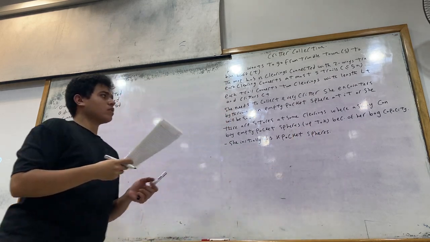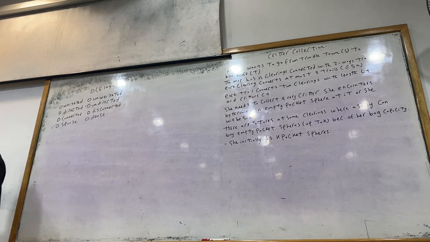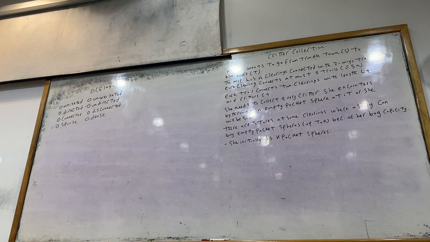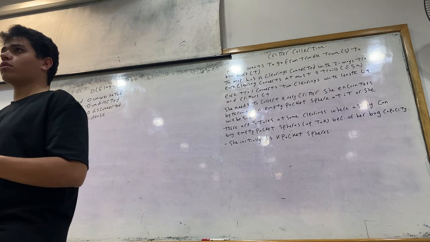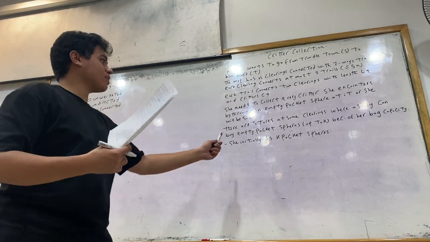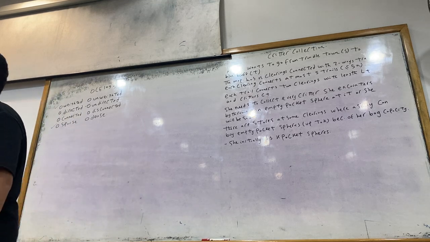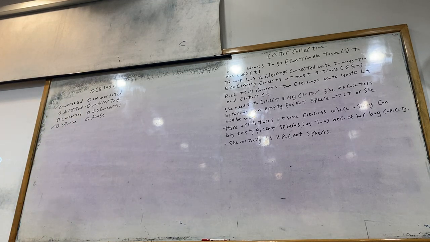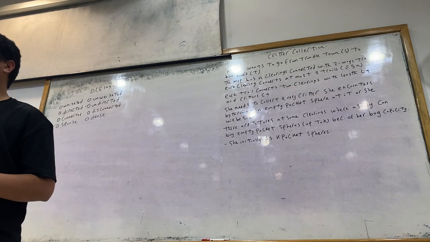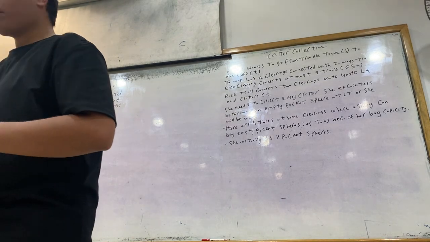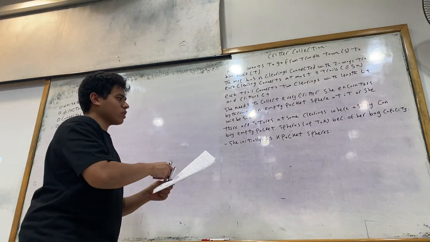He tells you there are some stores at some clearings. At those stores, Ashley can buy empty bucket spheres. Okay, she can only buy up to K because of her bag capacity. The bag can only hold K spheres. She began with K spheres. She initially had K spheres, and at any store she can only fill her bag up to K because of her capacity. Okay. What does he want at the end?